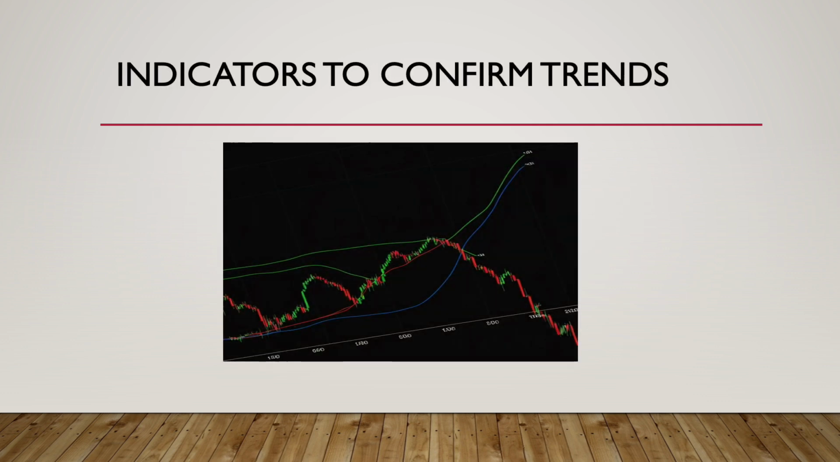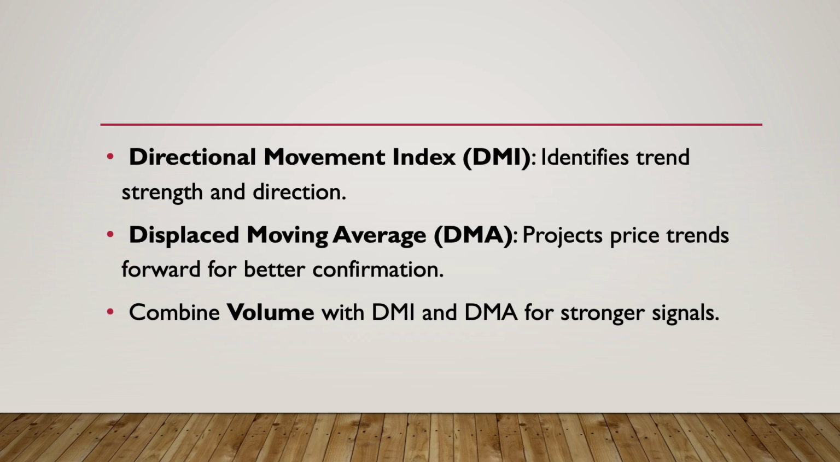Indicators to confirm trends. Directional Movement Index, DMI, identifies trend strength and direction. Displaced Moving Average, DMA, projects price trends forward for better confirmation. Combine volume with DMI and DMA for stronger signals.